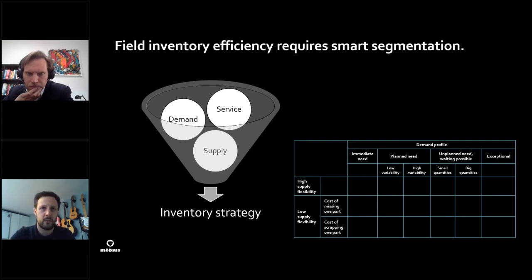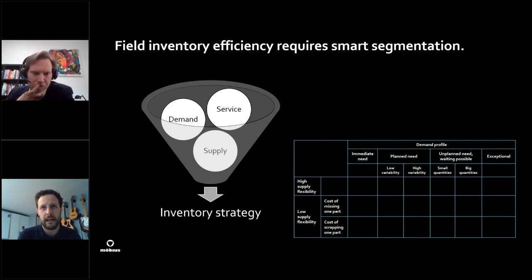This, in combination with segmenting your supply side, determines how you build your network. On the supply side, I'll highlight the second row there. If you have low flexibility on your supply side, but the cost of missing a part is very high, so I lose the sale, I miss the intervention.